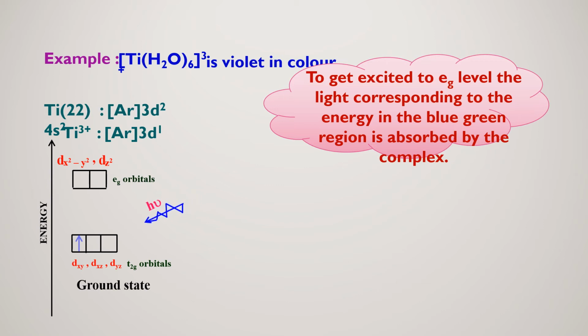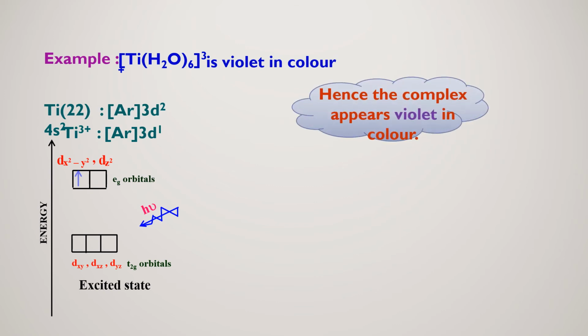You can see a certain wavelength of light is absorbed, meaning blue-green light is absorbed. So the electron will move from a lower energy to a higher energy level. So due to the d-d transition, the complex is violet. The complementary color of green is violet.